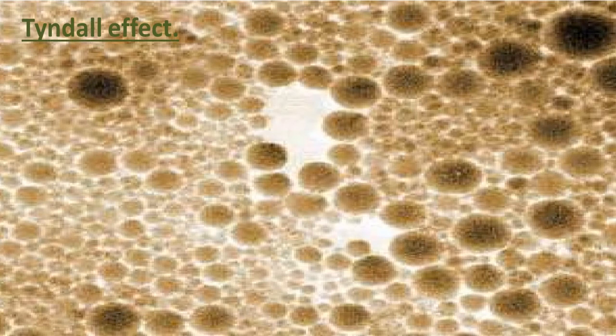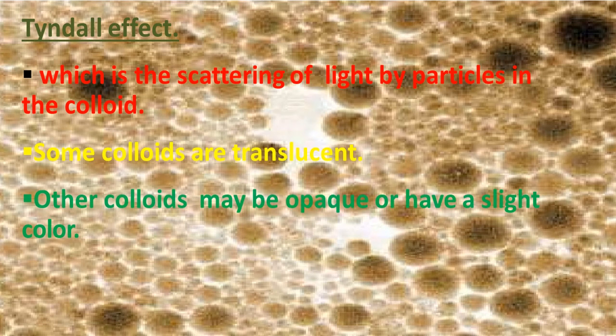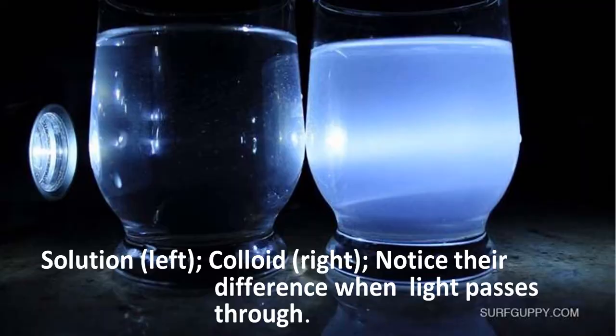What do we mean by the word Tyndall effect? The Tyndall effect is the scattering of light by particles in the colloid. Some colloids are translucent, other colloids may be opaque or have a slight color. This field of study was introduced in 1861 by the Scottish scientist Thomas Graham. As you see, the solution is here in the left cup, and the colloid is here to the right. Note their difference when light passes through.